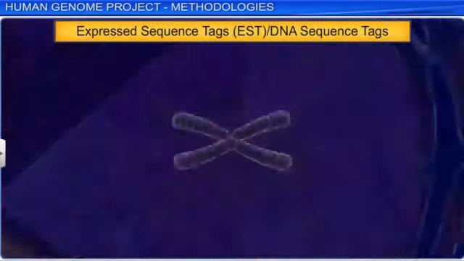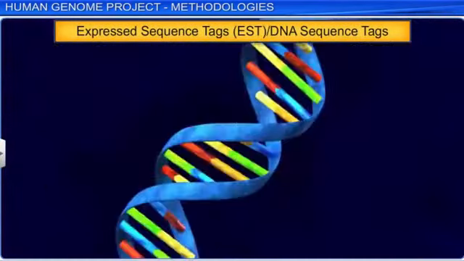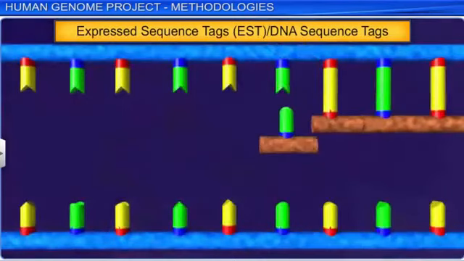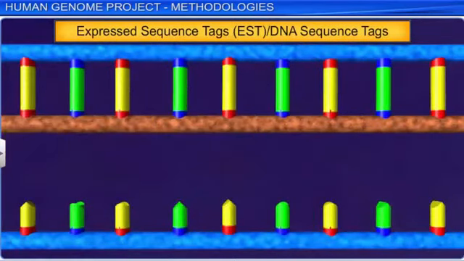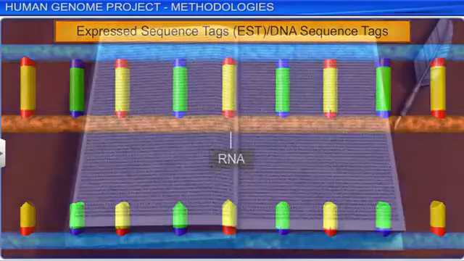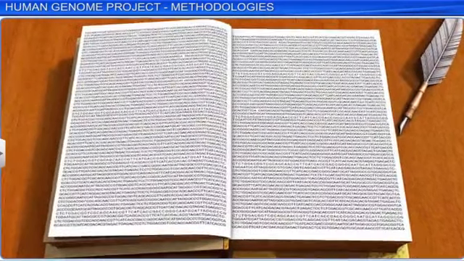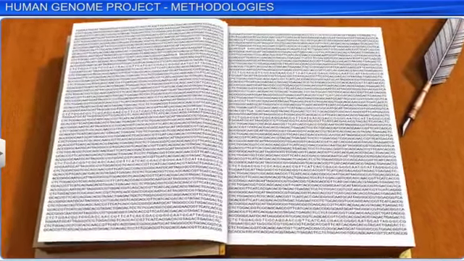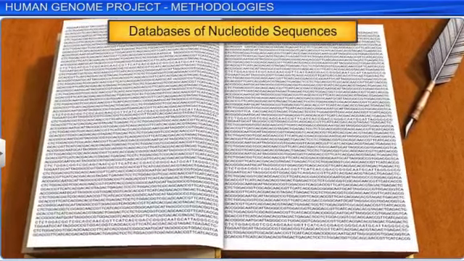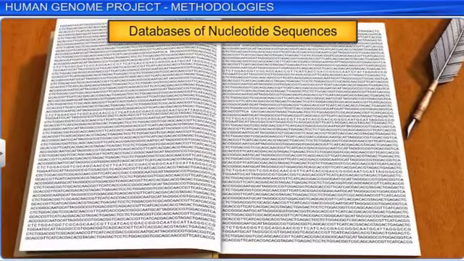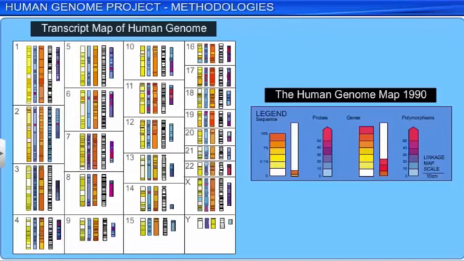In the EST or DNA sequence tag method, the focus was on identifying and isolating all genes that expressed as RNA. Actually, EST is the term for all genes that express as RNA. With EST, numerous databases of nucleotide sequences have been made available. It has facilitated the construction of the preliminary transcript map of the human genome.